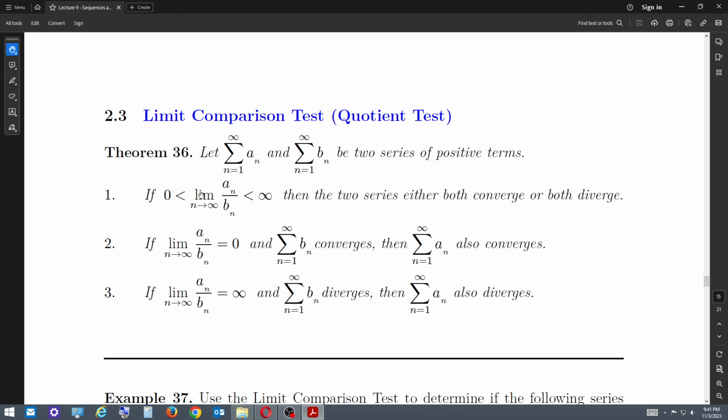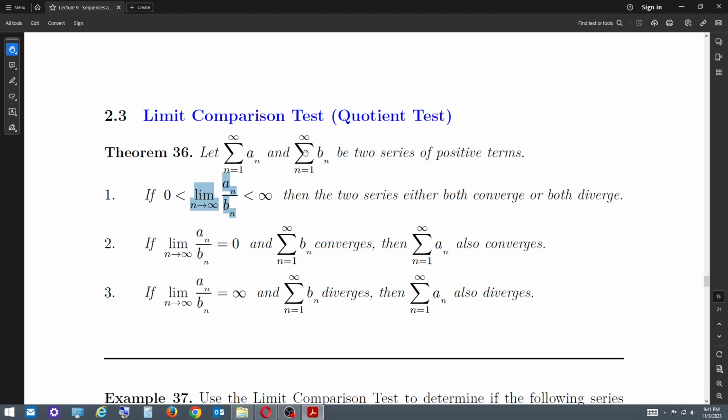In all these three things, what we are going to do is work out, these are positive terms, right? We're going to work out the limit of an over bn. It doesn't matter which one is an and which one is bn. So the limit of an over bn as n goes to infinity. If that limit is a finite number that is non-zero, so some positive finite number, so it's greater than 0, but it's less than infinity.